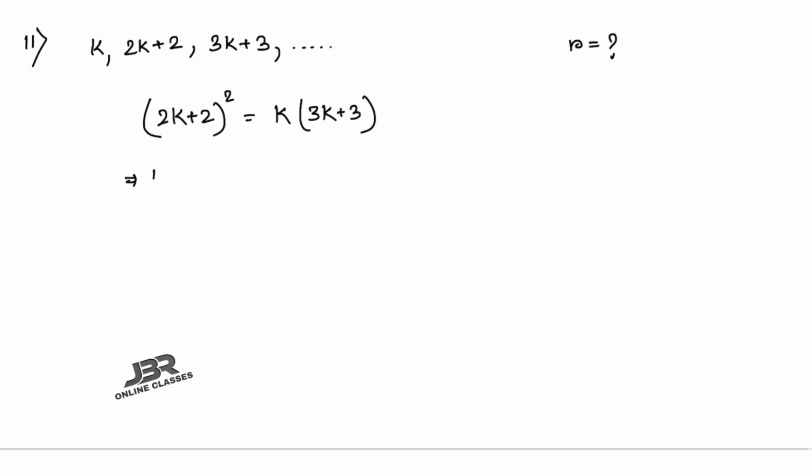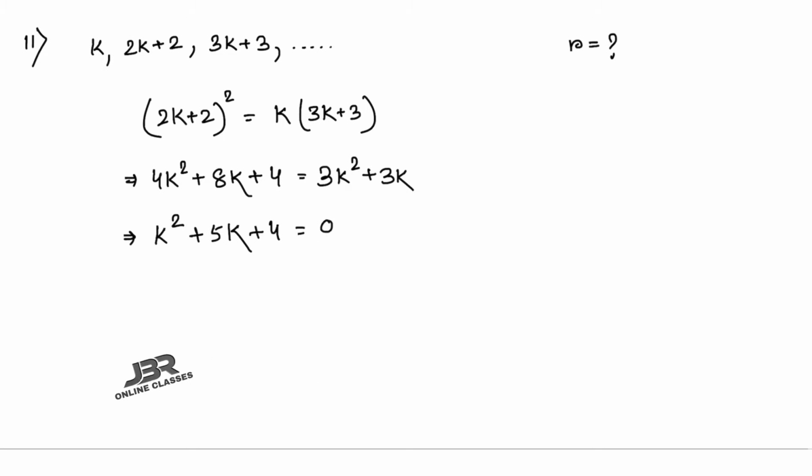Here I write 4k square plus 8k plus 4 equal to 3k square plus 3k. So 4k square minus 3k square is k square, plus 5k plus 4, equal to 0. That means k plus 4 into k plus 1 equals 0. So either k equals minus 4 or k equals minus 1.